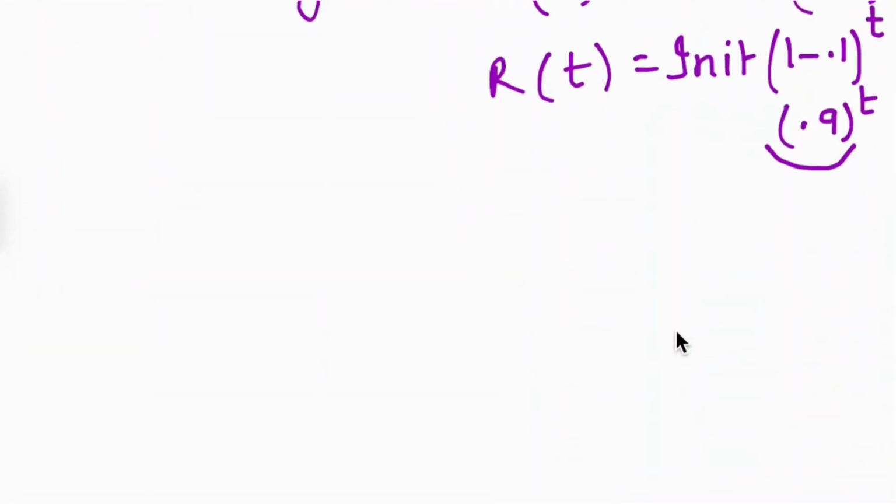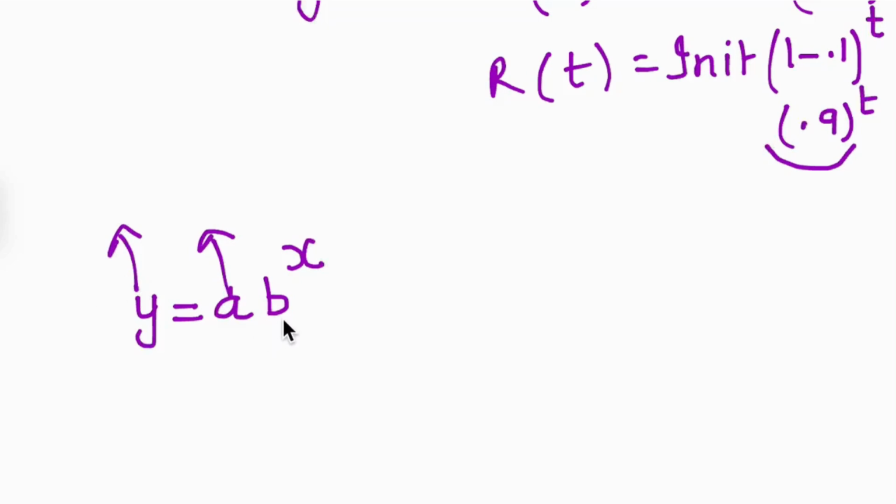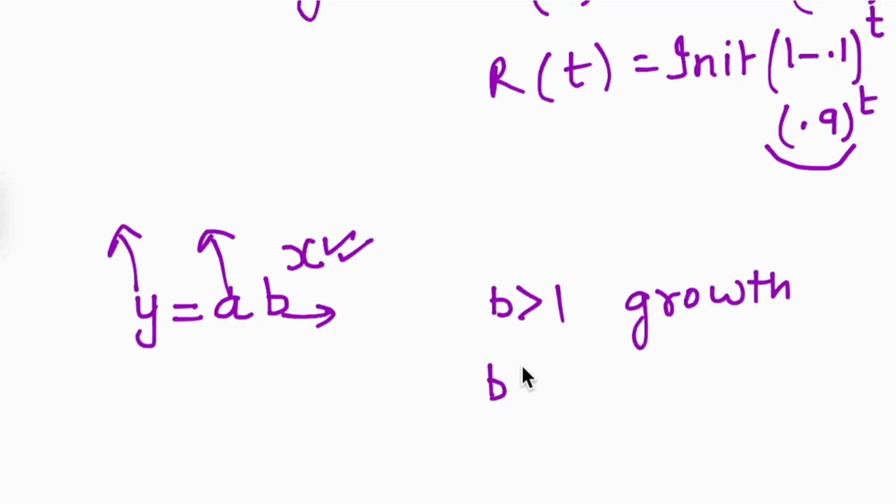Otherwise, both the equations, in the first case it's A(t), in the second case it's R(t), are y equals a b to the power x, where a is the initial amount, y is the final quantity, and b is the rate of change after this much time. Now, if b is greater than 1, that means growth is happening because we are adding something to 1. And if b is less than 1, that means decay is happening. Now, this concept will help us understand the question better.